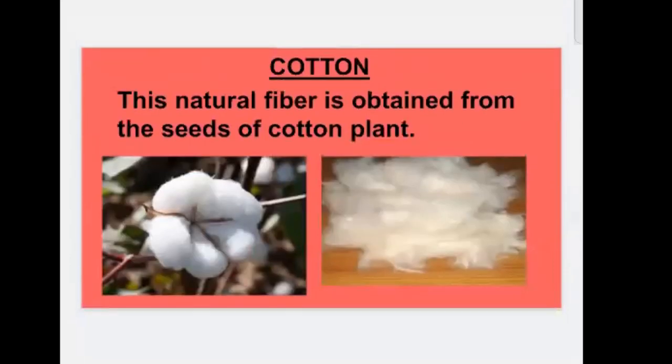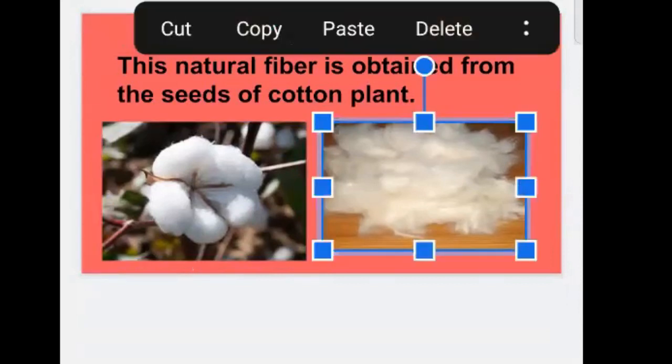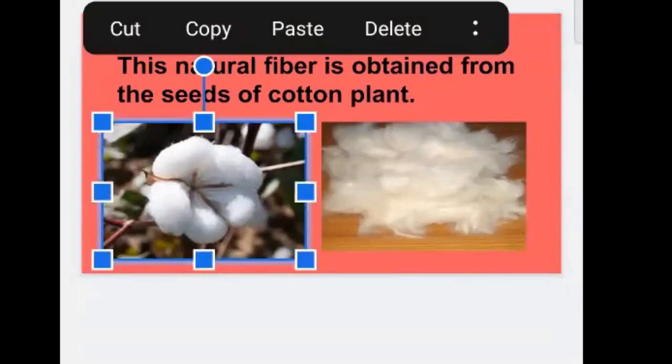Next, now we will see some of the fibers. The first one is cotton. Cotton is a natural fiber, as I said before, and it is obtained from the seeds of the cotton plant. You can see the pictures over here. The first picture is of cotton seeds and the second picture is of cotton fibers. We get these cotton fibers from these cotton seeds.